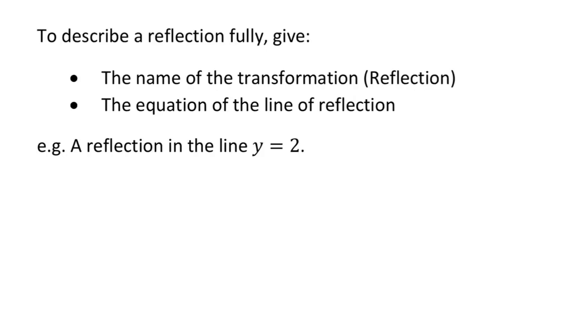To fully describe a reflection, we need to give these 2 pieces of information. So we need to tell what type of transformation it is. So in this case, it's going to be a reflection. And we need to know the equation of the line of reflection or the mirror line. So the information we'd be needing to give would be, we've got a reflection in the line y equals 2, or the line y equals x, or the line y equals 0. Now remember, in this you could say the x-axis or the y-axis, but the equation of the x-axis is y equals 0, and the equation of the y-axis is x equals 0.